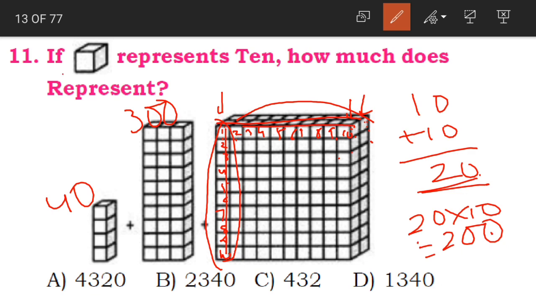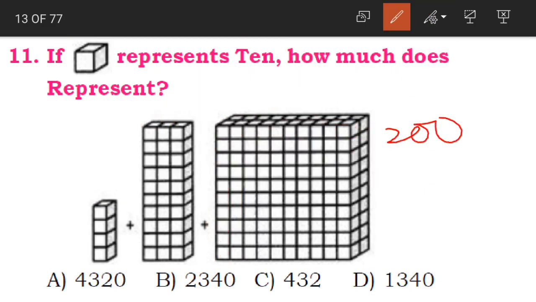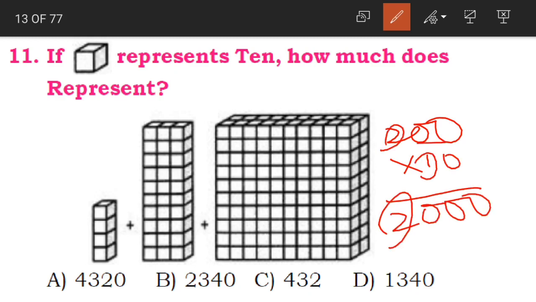And what does each block represent? 10. So 200 into 10. 200 into 10 is equal to how much? 2000. 2 into 1, 2, and we are having 3 zeros. So 2000. What was the first block? 40. The next block is 300 and the next block is 2000.